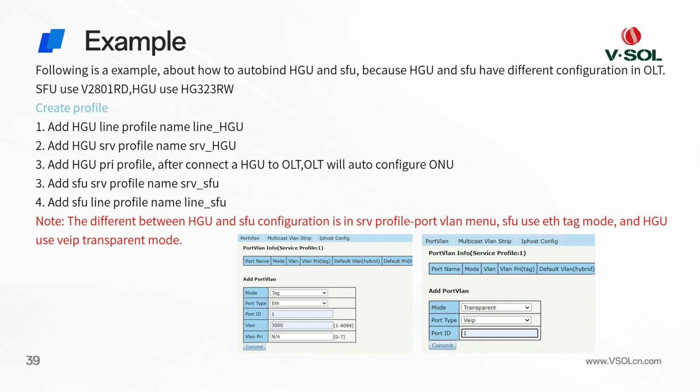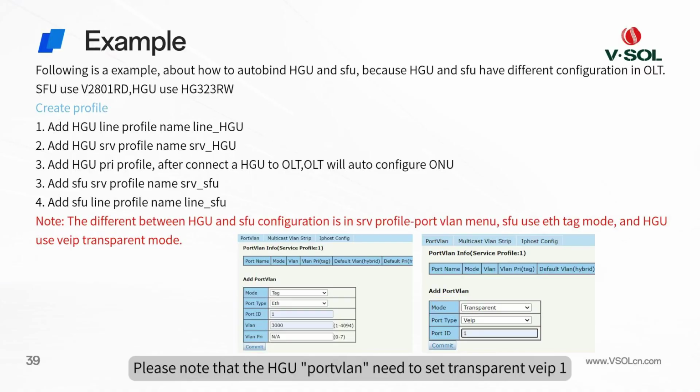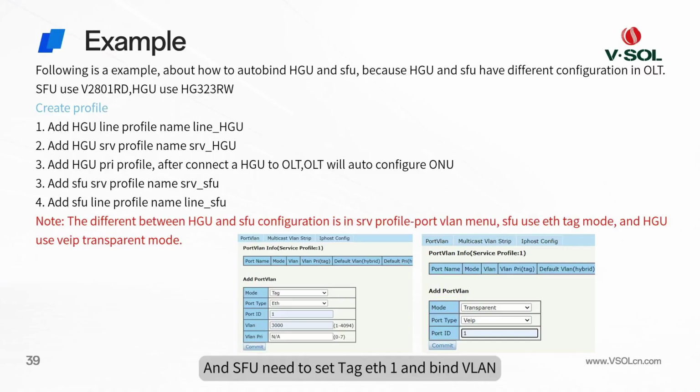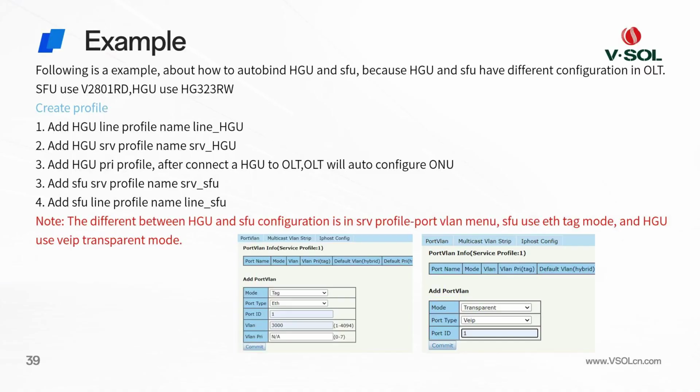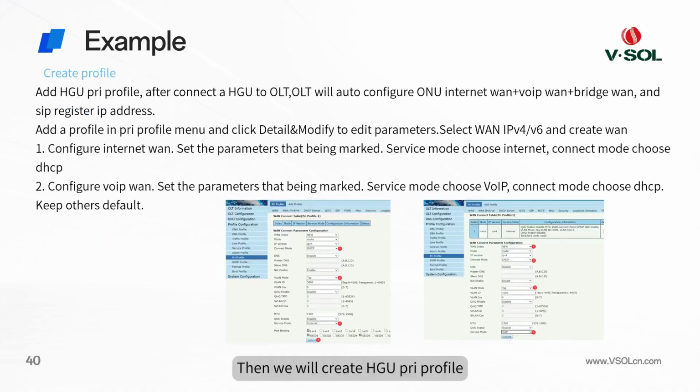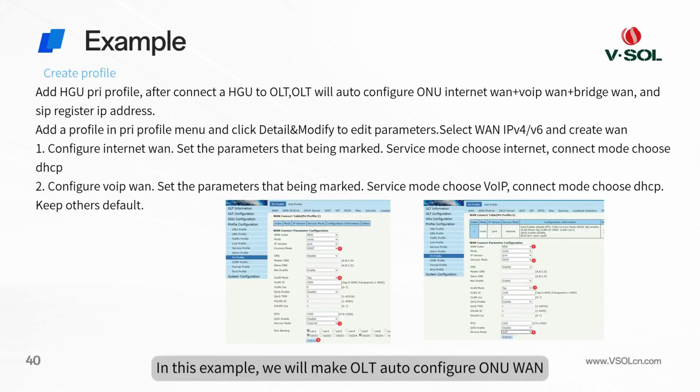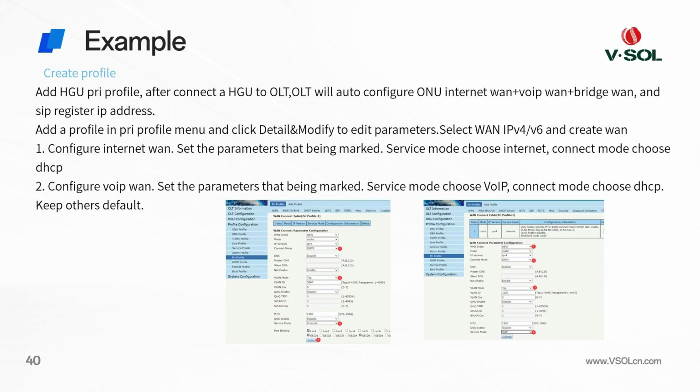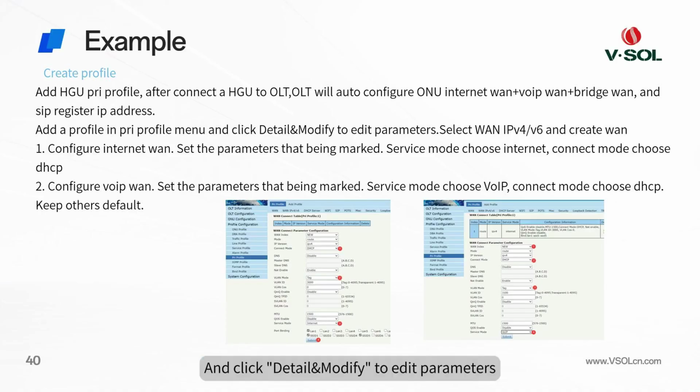Please note that the HGU port needs to be set to transparent VAP1. And SFU needs to set tag ETH1 and bind the VLAN. Then we will create the HGU PRI profile. In this example, we will make the OLT auto-configure ONU1, including the Internet WAN, VoIP WAN, and Bridge WAN. And we'll set the ONU SIP register IP address. First we add a profile in the PRI profile menu, and click Detail and Modify to edit parameters.